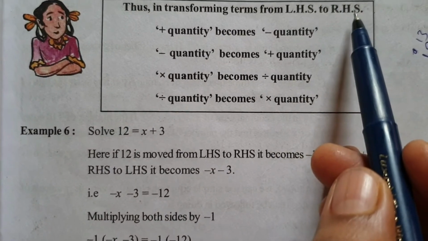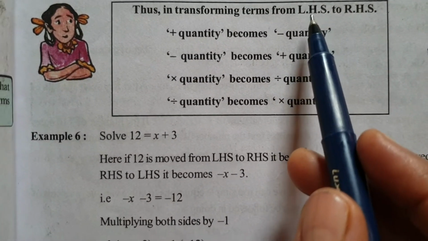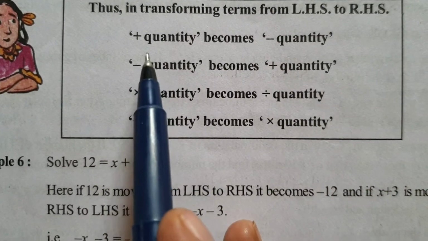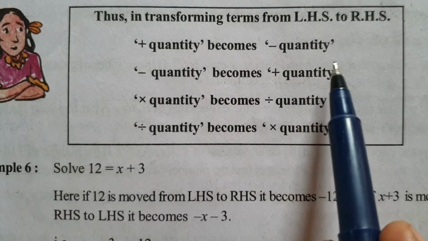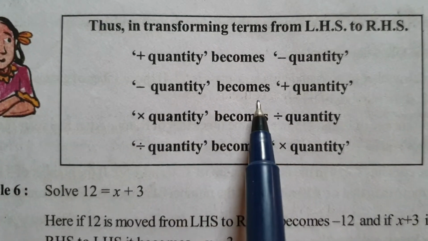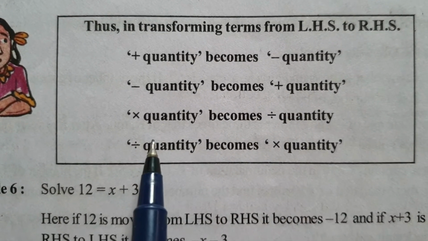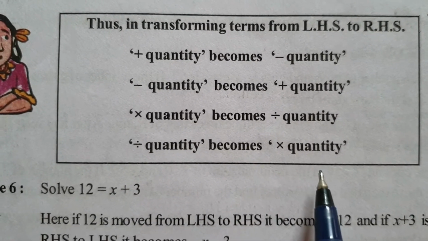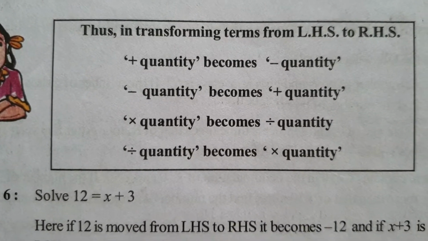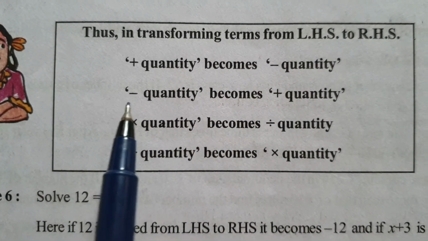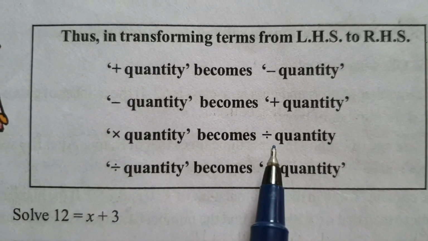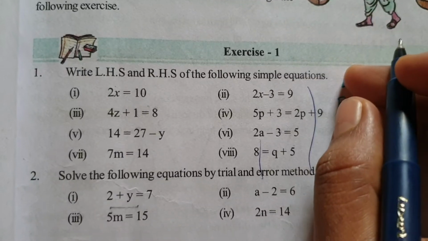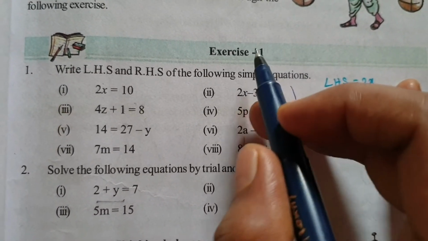LHS means left hand side, RHS means right hand side. Here, plus quantity becomes minus quantity, minus quantity becomes plus quantity, into quantity becomes divided by quantity, and divided by quantity becomes into. So plus changes to minus, minus changes to plus, into changes to divided by, and divided by changes to into. Like this.